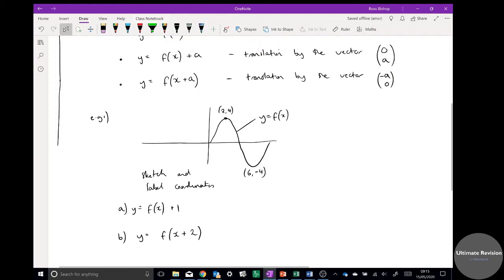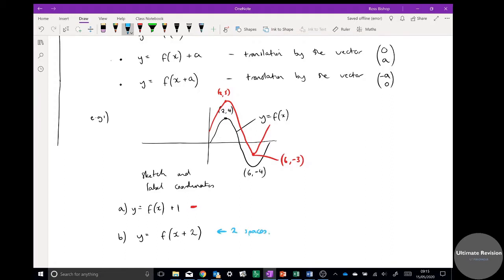Now the first one I'm going to do in red again. f(x) plus 1 simply shifts the whole thing up 1, and all it does is change the y coordinate by shifting it up 1. That's going to be 2, 5. The whole thing is going to shift up 1 space, and I do need to label the coordinates. That's going to be 6, 3. That only affects the y coordinates.